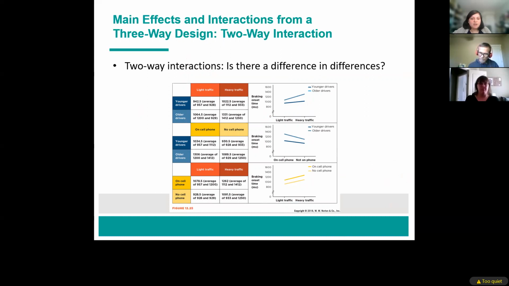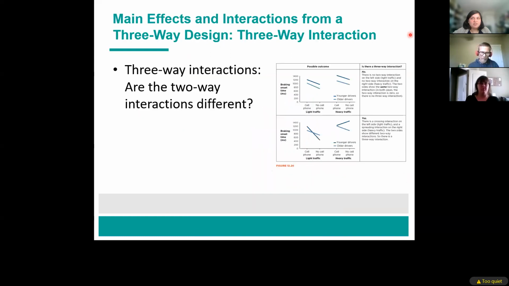And then three-way interactions. Yeah, it's a lot. So that's where you say, are the two-way interactions different? So is this graph different than this graph? Or sorry, give me a sec. Are these two graphs different from one another? So these are two-way interactions. So it's saying, is there a difference between light traffic, presence or absence of cell phone, and heavy traffic, presence or absence of cell phone? And this says that no, there is no significant difference in the two-way interactions because both graphs look very similar, right?